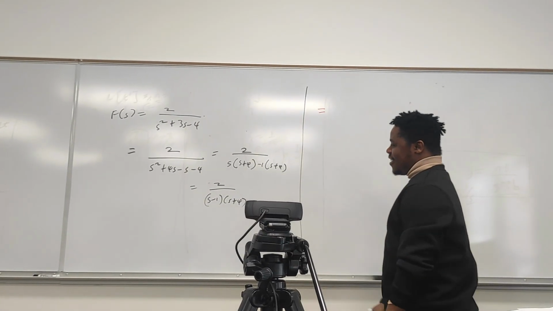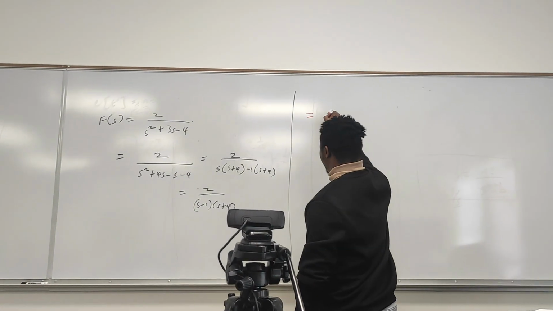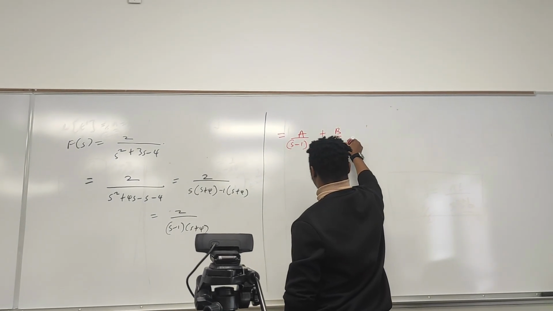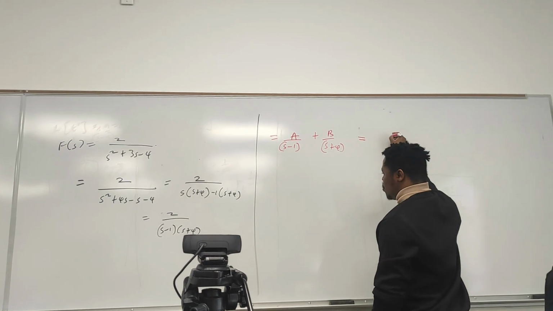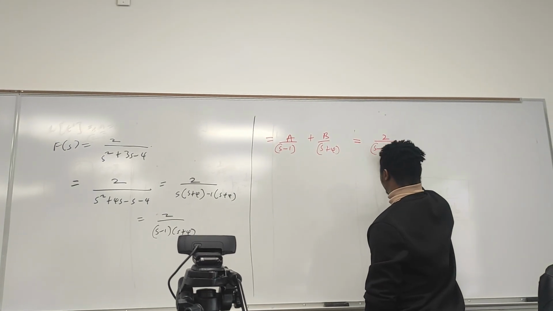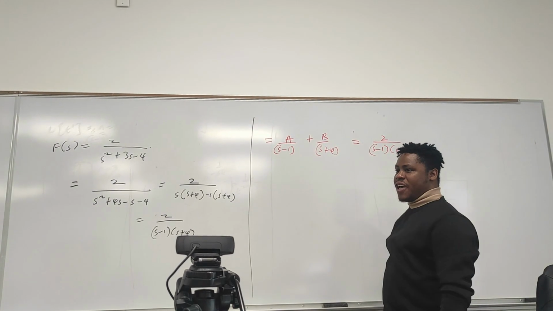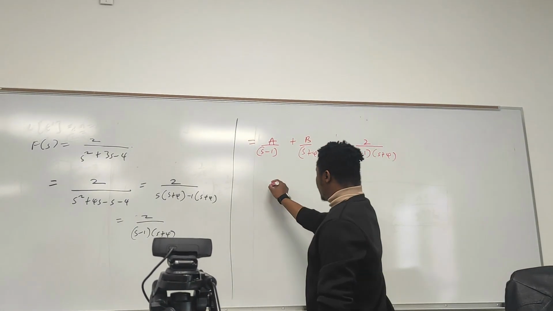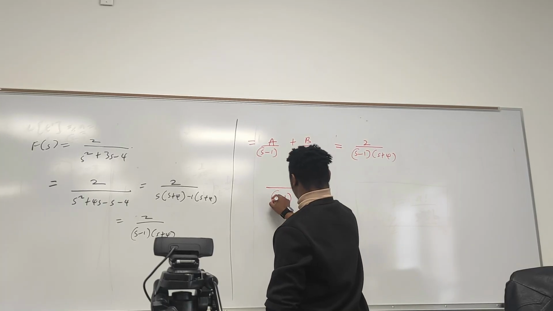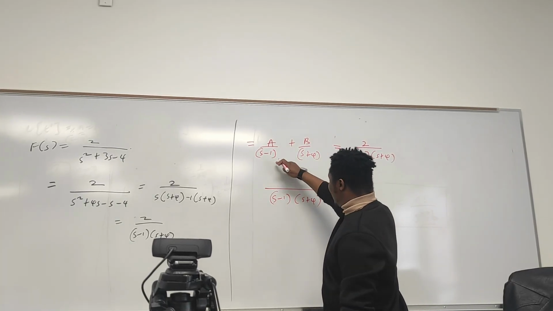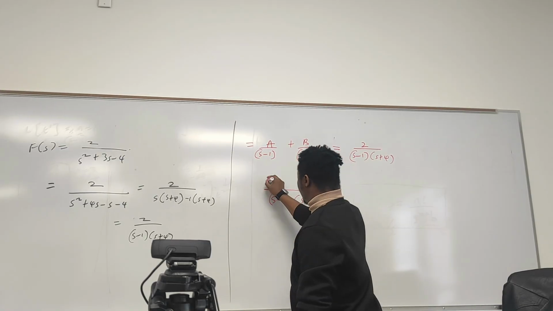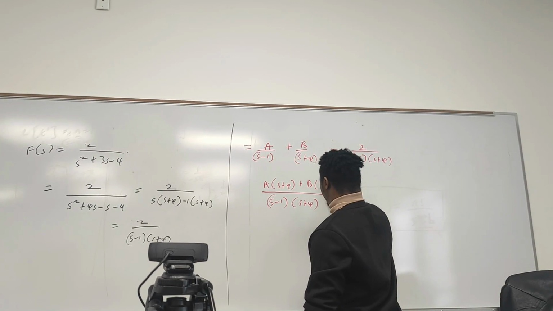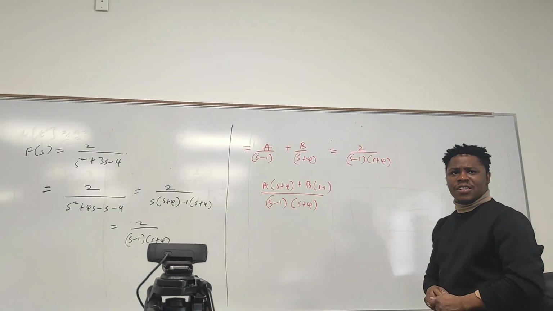So you split this into a over s minus 1 plus b over s plus 4, and we say it's equal to 2 over (s minus 1)(s plus 4). We want to find the values of a and b to make this 2. That's what partial fractions are, right? So the way you do this is you can say this is (s minus 1)(s plus 4). Then this becomes a multiplied by (s plus 4), plus b multiplied by (s minus 1). Does everyone understand what I'm doing at all?